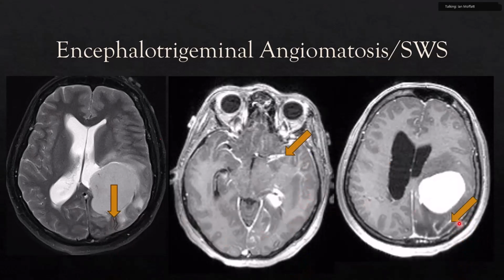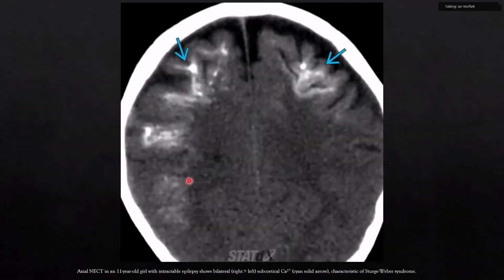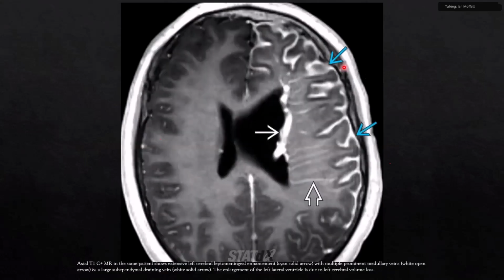There are areas of extensive leptomeningeal enhancement as well. There are also areas of gliosis. It's tough to discern on this patient, however, whether that's edema from the adjacent mass or gliosis itself. A case from the literature, again, calcification, subcortical and cortical. This one is affecting the bilateral frontal lobes, extensive atrophy as well.